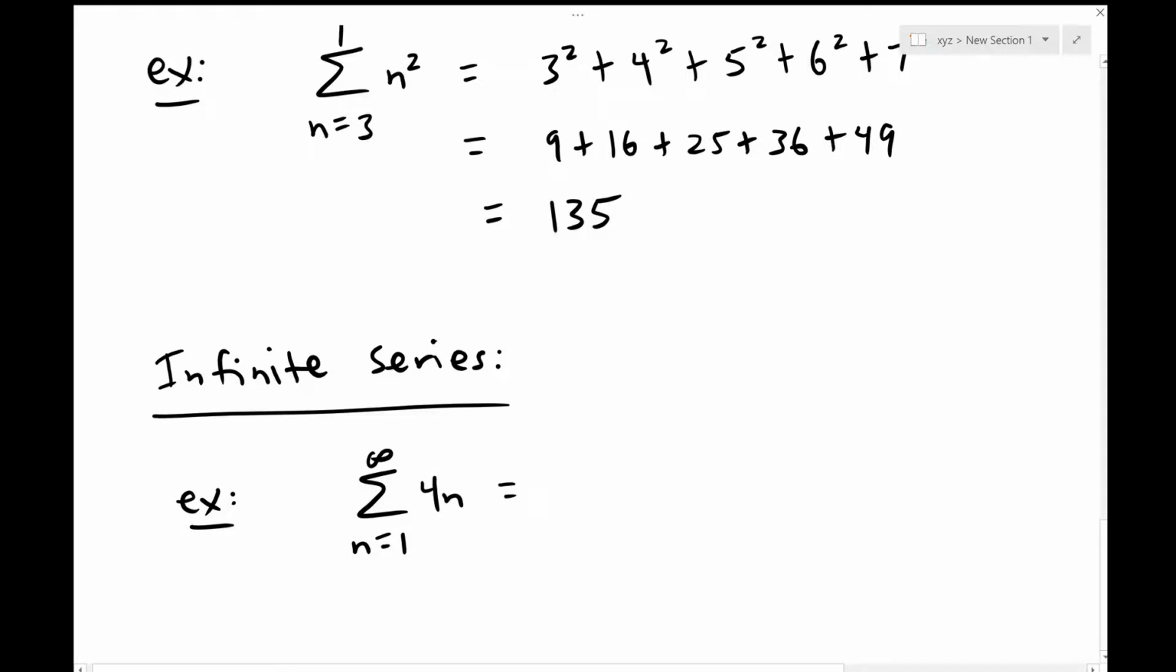Well, what this would mean is that we would start by plugging in 1 for n, so that of course would give us 4. And we would plug in 2 for n, which of course would give us 8. And then plugging in 3 for n, we would get 12, and so on and so on. However, because the upper index of summation, as it's called, the upper number above the sigma, is infinity, it means that this series does not stop. It just keeps on going.